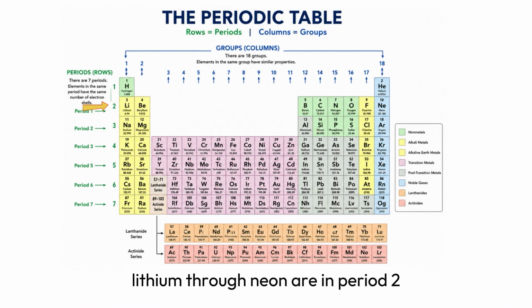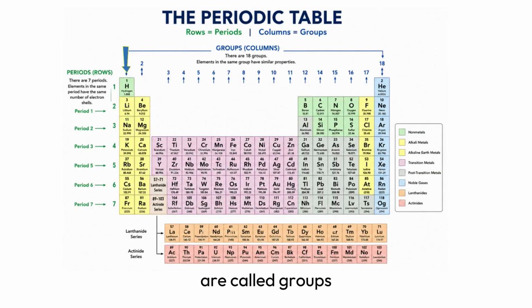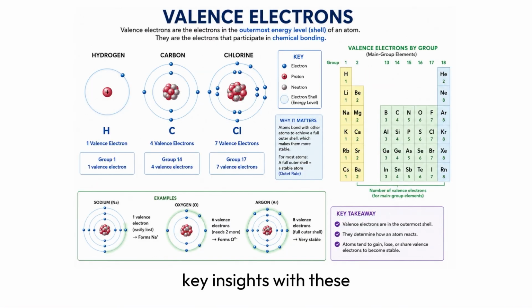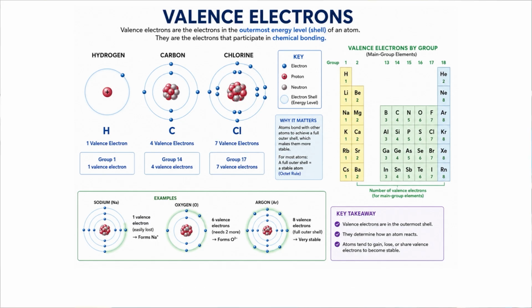Lithium through neon are in period 2, 2 electron shells, and so on. The columns in the table are called groups. The elements in the same group have the same number of electrons in their outermost shell, which are called valence electrons. This is one of the key insights. The valence electrons determine how an element behaves chemically and electrically. So this is directly connected to what we covered in the electricity video.